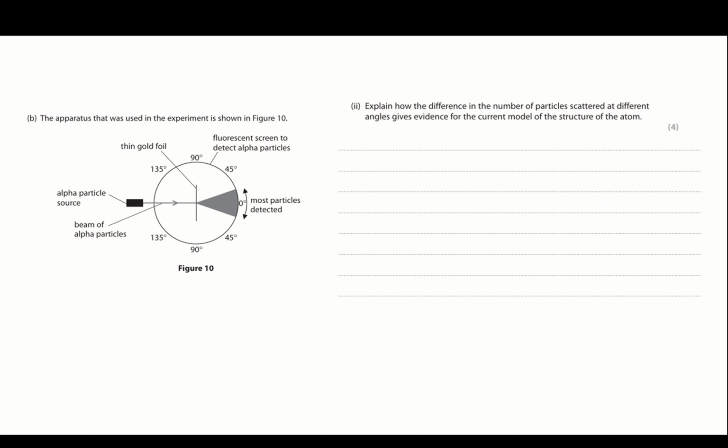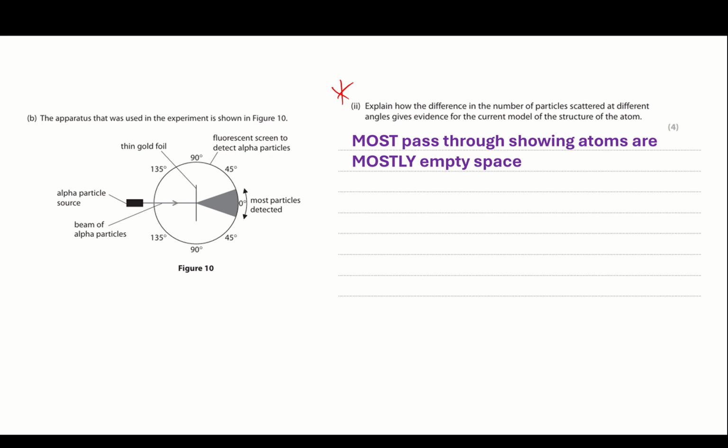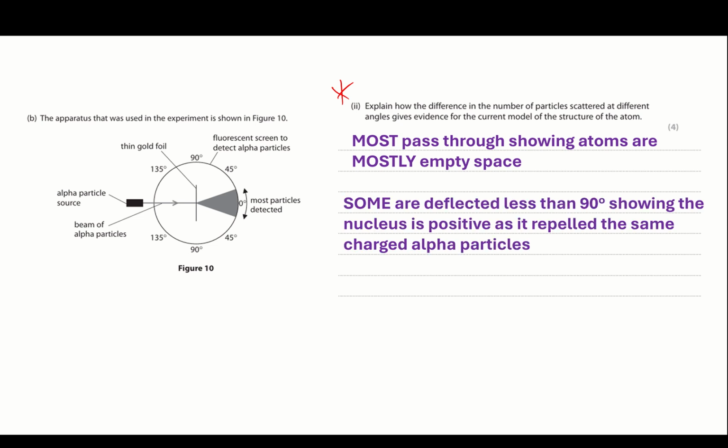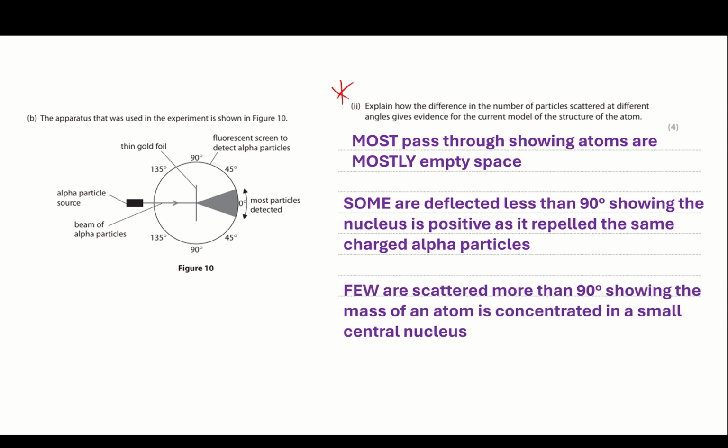Next one, really common question, so be good at this. Explain how the difference in the number of particles scattered gives evidence. So most pass through. This shows that atoms are mostly empty space. Now, we always do most, some, a few. Some are deflected, less than 90 degrees, showing the nucleus is positive because it's been repelled by the same charged alpha particles. And then a few were scattered more than 90 degrees. You are happy to use reflected there, showing the mass of the atom is concentrated in a small central nucleus.